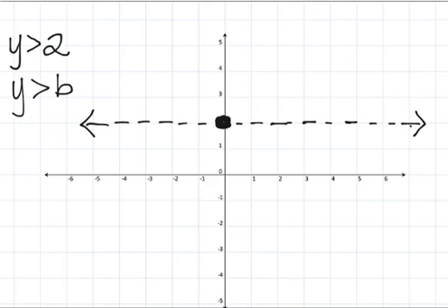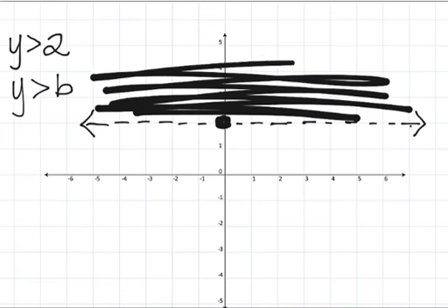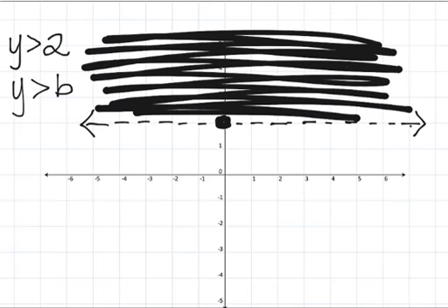Then I look and see, well, I need to shade above or below this line. It is a greater than symbol, so I will shade above. Make sure you check your assignment to see the different symbols that you have. You can use this video to help you and to walk you through your 3 examples.